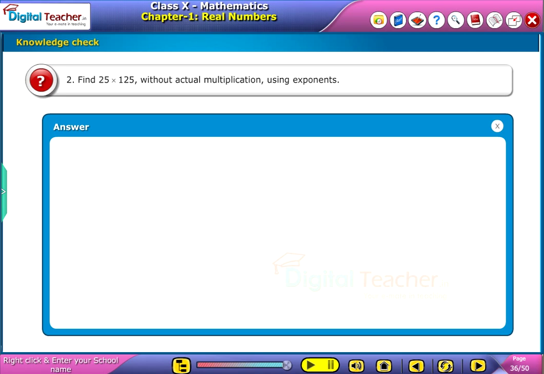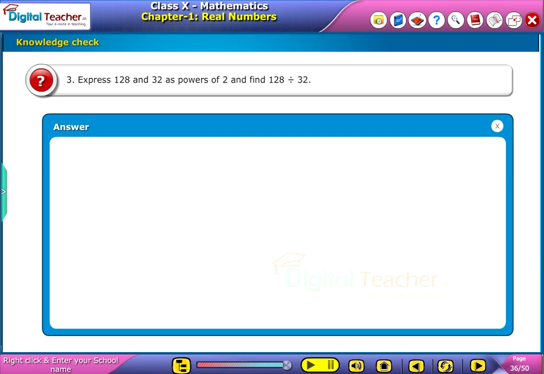Find the product of 25 and 125 without actual multiplication using exponents. The solution is as follows: 25 can be written as 5 square and 125 can be written as 5 cube. Then the product of their equivalent terms will be equal to 5 power 5, which is in turn equal to 3125.